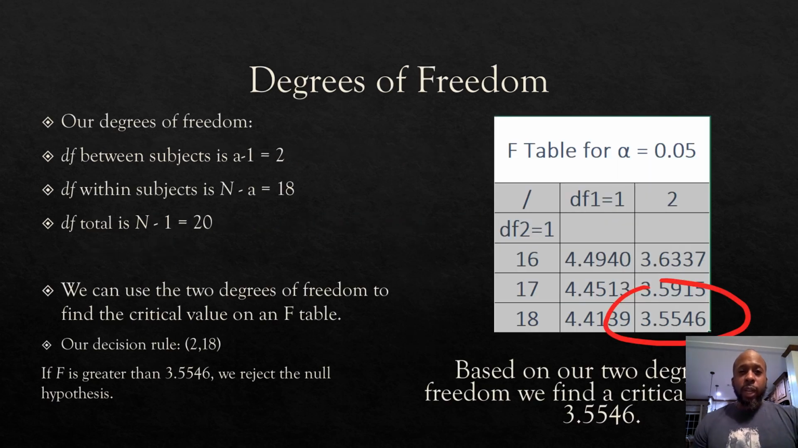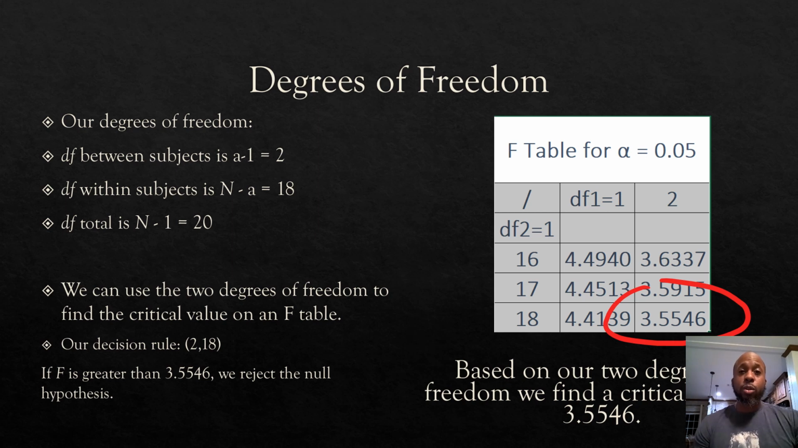So the first thing we're going to calculate for our study is the degrees of freedom. So we're going to do that for between, within, and then the total. For between, we're looking at A minus 1, which is 2. For within subjects, it's going to be N minus A, which is 18. And the degrees of freedom for the total is going to be N minus 1, which is 20.